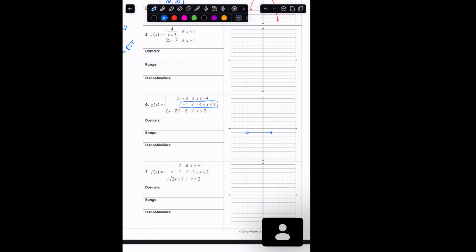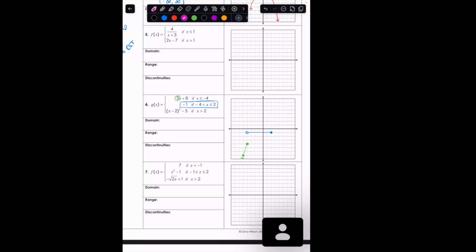All right. And then now I'm worried about 2 different connection points. So now I'm thinking about this -4. If I plug in -4 over here, 3 times -4 is -12. -12 plus 8 is -4. So for this side, I'm going to have -4, -4. And I know my slope here is 3, so I'm going to go down 3 over 1. And so I know that piece is going to look something like that.